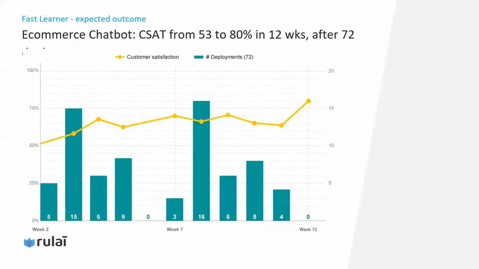Here is an example that shows a fast learner can be quickly improved over time. This is an e-commerce bot we built. It helps customers find tires and answer pre-sale questions, such as inquiries related to promotions, warranty, and products. After we launched the chatbot, we quickly iterated and released 72 new versions in 12 weeks. The virtual assistant is able to learn quickly. As a result, the customer satisfaction score improved from 53% to 80%, similar to human agents' performance.